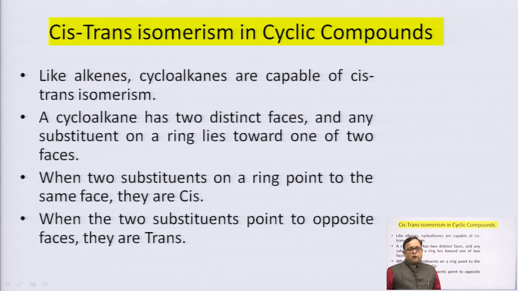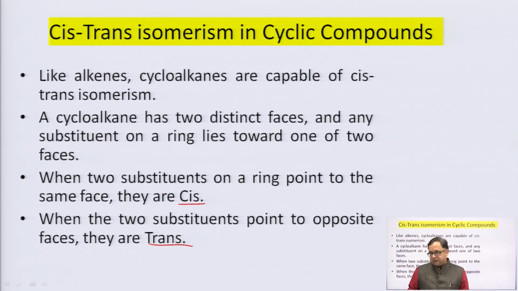Now, apart from coordination compounds, cis-trans isomerism also exists in cyclic compounds. So, like alkenes, cycloalkanes are capable of cis and trans isomerism. A cycloalkane has two distinct faces, and any substituent on the ring lies toward one of the two faces. When two substituents are on the same face, we call them cis, and if they are present on opposite faces, we call them trans.